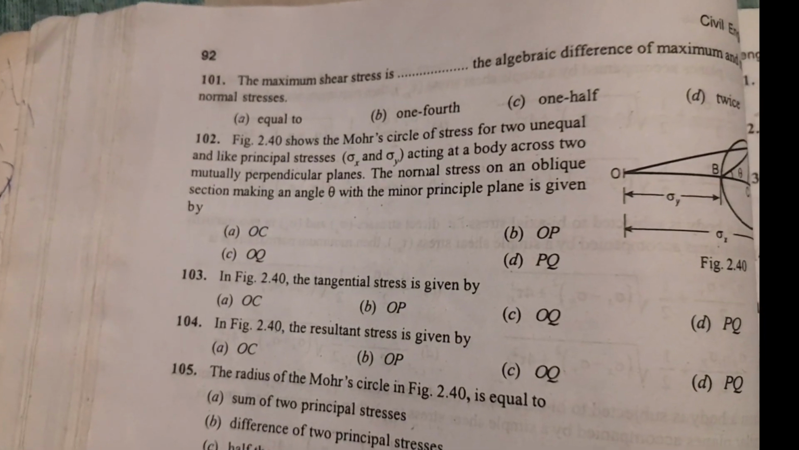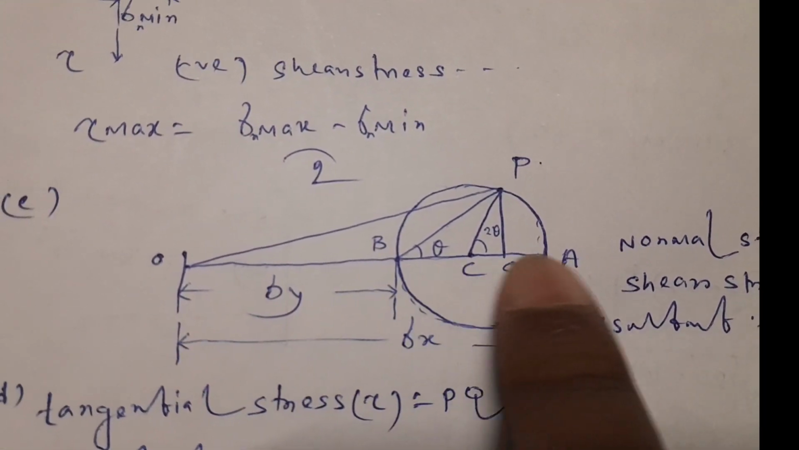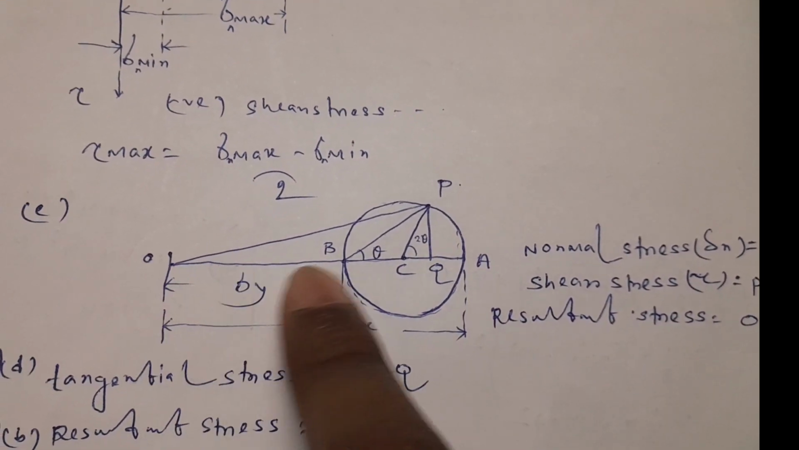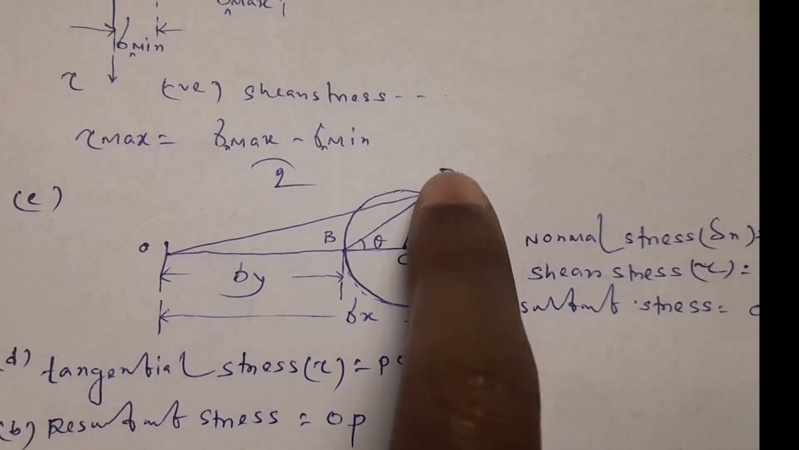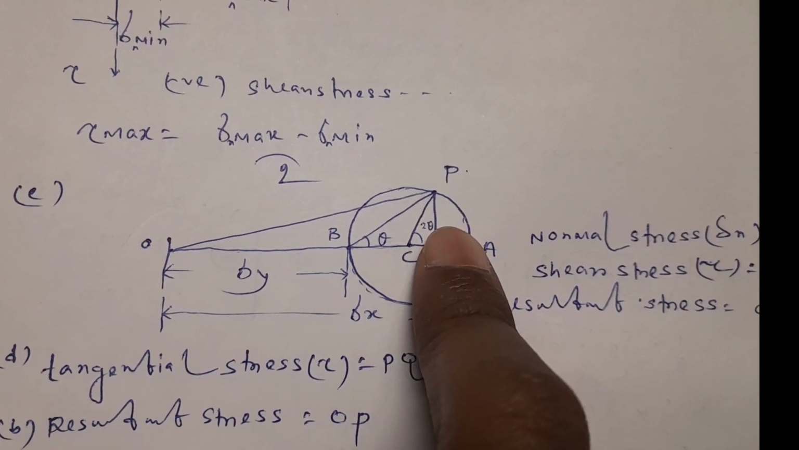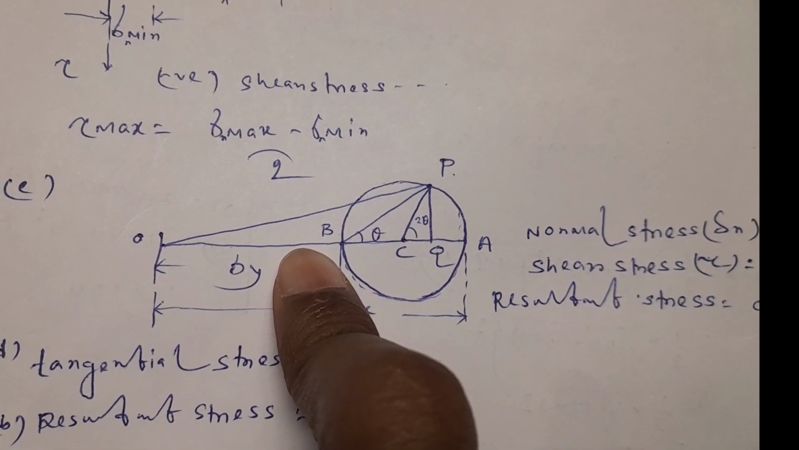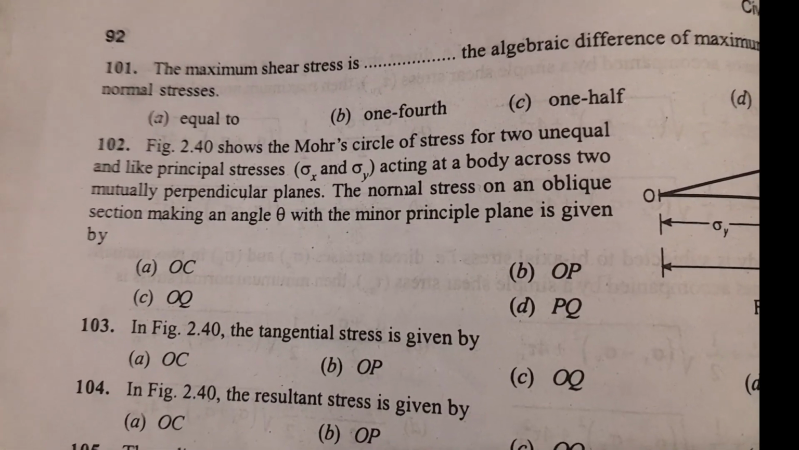So the question is asking for the normal stress on an oblique section making an angle theta with the major principal plane. In this triangle OPQ, the normal stress will be the horizontal length of the triangle, OQ. OQ will be the normal stress. The vertical length PQ will be the shear stress, and the hypotenuse OP will be the resultant stress. So friends, for this question 102, option C, OQ, is the correct answer.